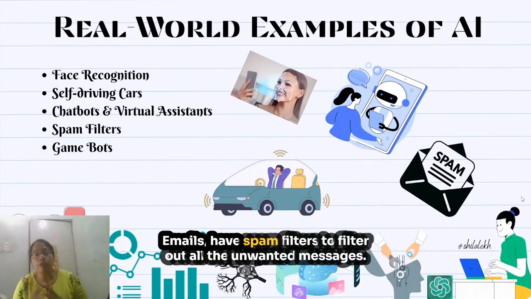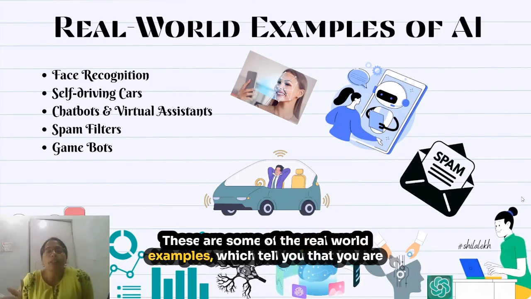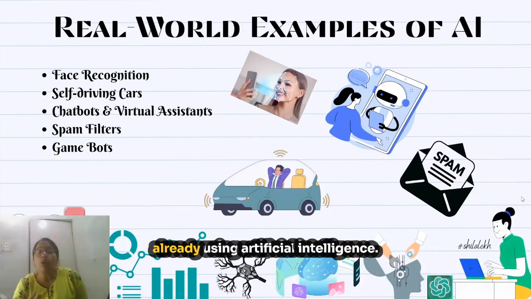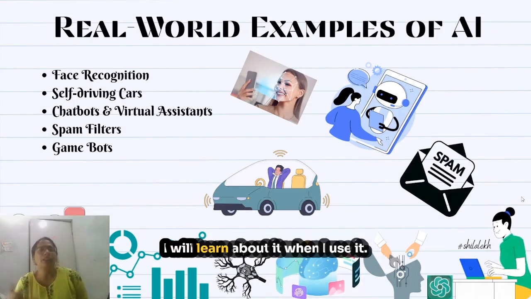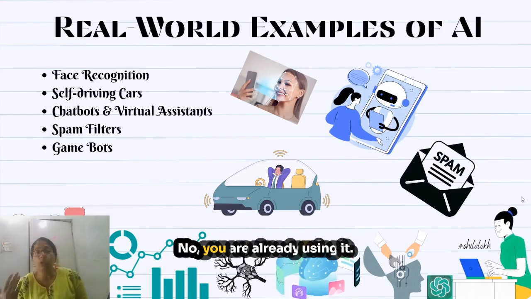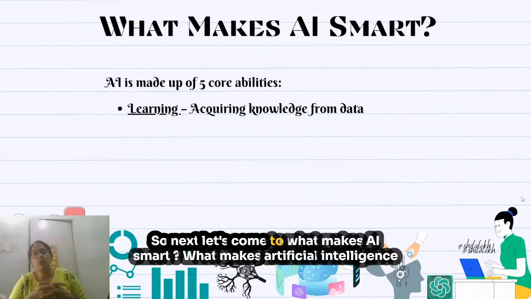Emails. We have spam filters to filter out all the unwanted messages. These are some of the real world examples which tell you that you are already using artificial intelligence. So never say, I don't know anything about it, I will learn about it when I use it. No, you are already using it.